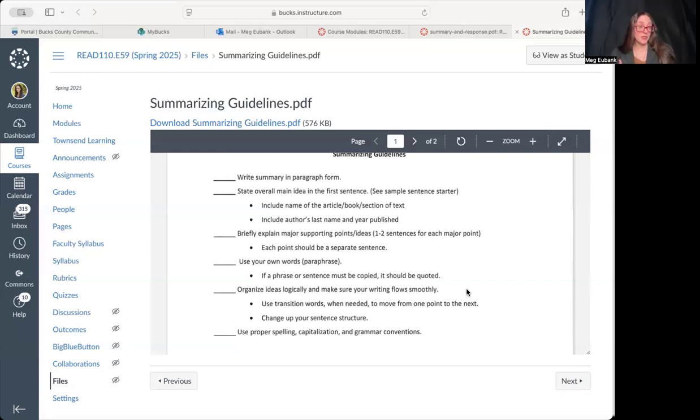Because this is academic, it's an academic piece of writing. You do want to organize ideas logically and make sure everything's flowing smoothly. Use transition words, use good sentence structure, use proper spelling, capitalization, and grammar.